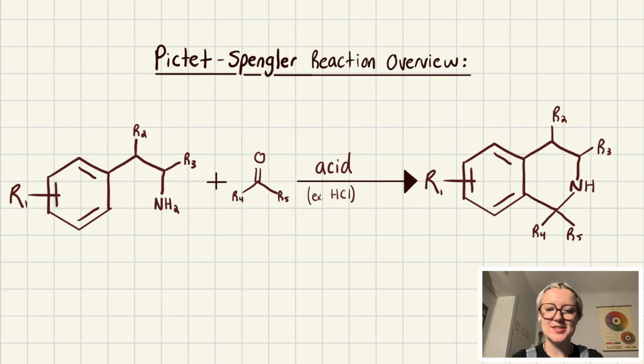Okay, so here's our Pictet-Spengler reaction overview. So we have our two starting materials, and we have an acid as the reagent. So this lists HCl as an example acid, but it can be almost anything. And then here is our tetrahydroisoquinoline product.